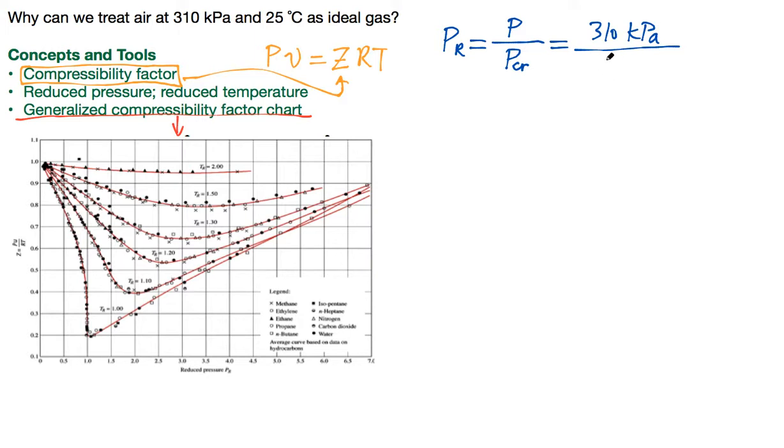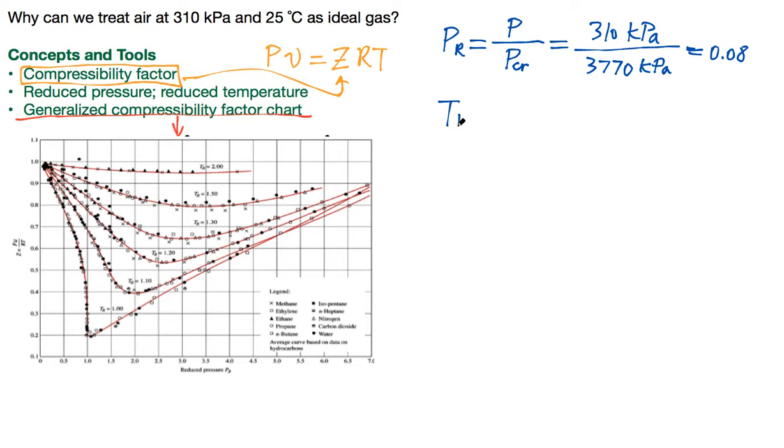If we look up the table from the Moran and Shapiro textbook, table A-1 in the appendix, we'll find the critical pressure for air to be 3.77 megapascal, which is 3,770 kilopascal. And the reduced pressure is therefore approximately 0.08. Let's just use one significant digit.